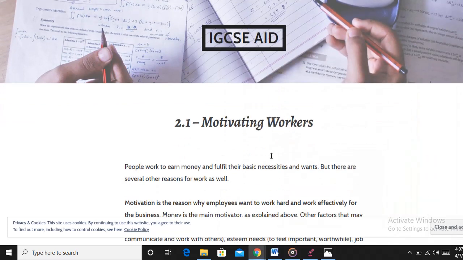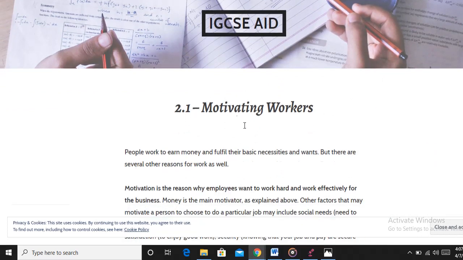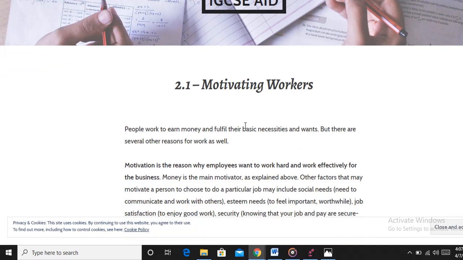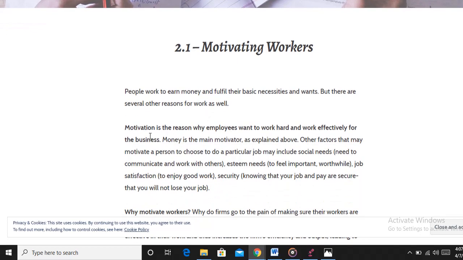Alright, as you can see here, motivating workers, 2.1 in the book, based on Collins' IGCSE O-Level. People work to earn money, right? And fulfill their basic necessities and wants so they can buy whatever they need. But there are several other reasons for work as well. That means not everything is about money. Motivation is the reason why employees want to work. If you're not well motivated within a workforce, you will not work. If you don't feel motivated, why would you work?